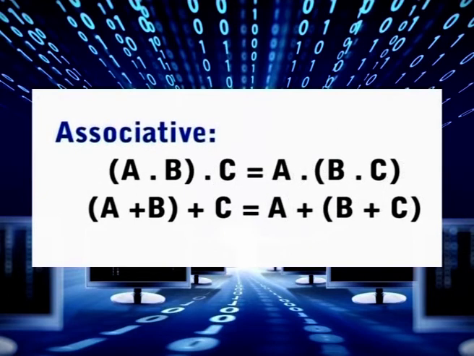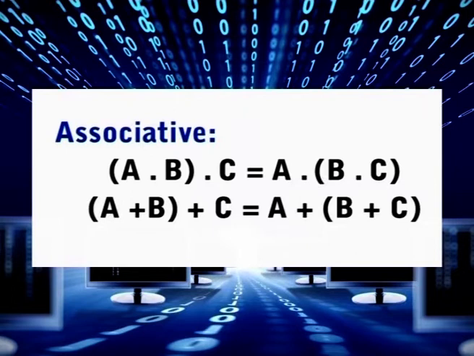So, next is the associative property. It states that the result of the AND operation on a and b, when again ANDed with c, gives the same result as we get when we apply the AND operation on b and c and then with a.